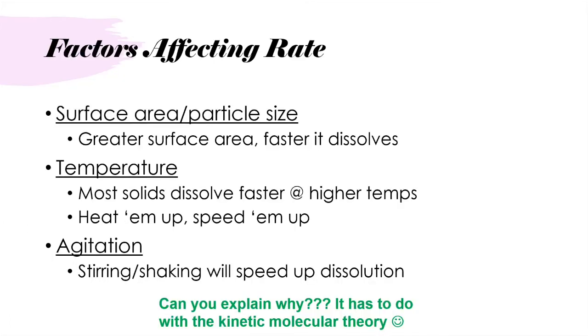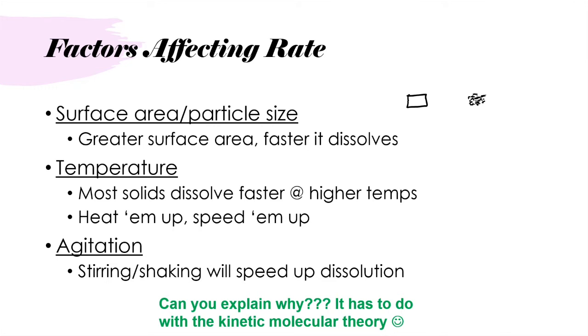Factors affecting rate. The first factor is the amount of surface area or particle size. The greater the surface area, the faster it dissolves. What does this mean? Greater surface area means the property of the substance to be exposed to water. Let's take an example to illustrate this concept. We have a cube of sugar versus ground sugar. That's the sugar that you guys use from the packets at Starbucks.